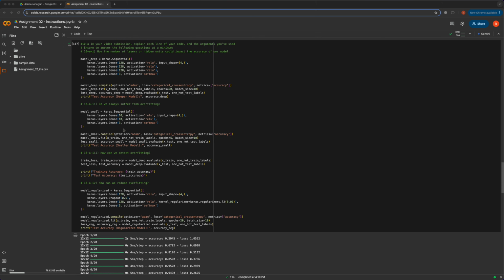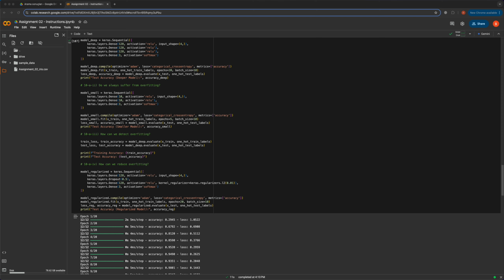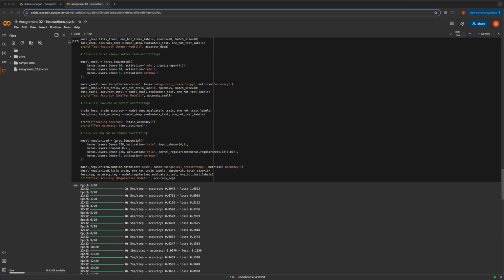Do we always suffer from overfitting? We test whether overfitting happens in every scenario. We now build a smaller model with only 10 neurons per layer and train it with fewer epochs, right? But overfitting doesn't always happen. So can we detect overfitting? Yes, we detect overfitting by comparing training and test accuracy. If training accuracy is significantly higher than test accuracy, the model has memorized the training data instead of generalizing.